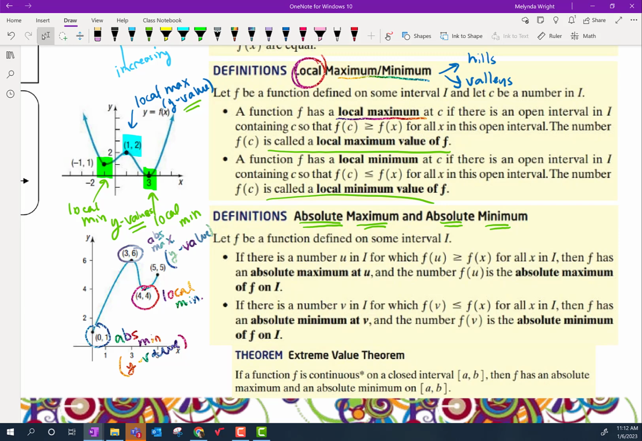Is 5, 5 anything? No. Poor little 5, 5. It probably wants to be something, right? But it's not. It's not an absolute max because the other one's bigger, and it's not a relative max because I don't know what's going on the right side of it. So poor little thing, it's not.